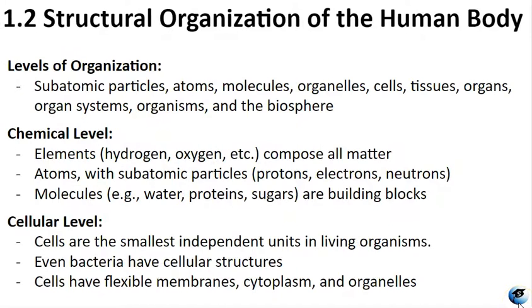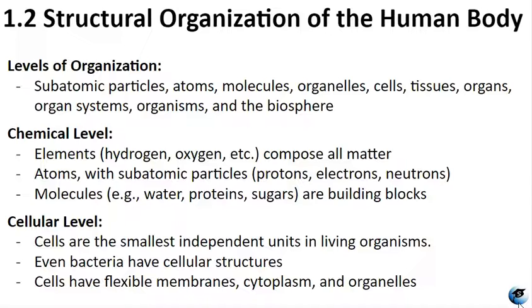The body's organization is commonly categorized into increasing levels of complexity. You have subatomic particles, then atoms, then molecules, organelles, cells, tissues, organs, organ systems, organisms, and then the biosphere. Elements like hydrogen, oxygen, carbon, etc., constitute all matter. Atoms are the smallest units of elements, composed of subatomic particles like protons, electrons, and neutrons.